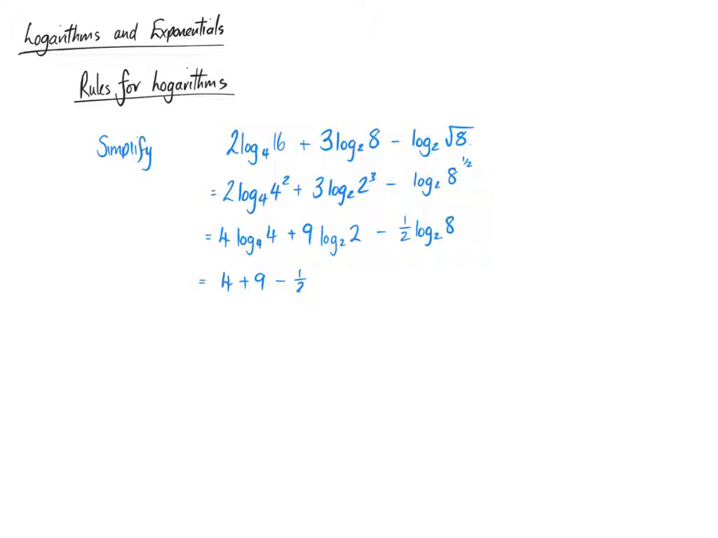So again, we can use our fact that 8 is 2 cubed, which gives us log to the base 2 of 2 cubed. Then we can take that 3 out at the front again. The 4 and the 9 we can add together, which gives us 13. Take away 3 times a half, which is 3 over 2, log to the base 2 of 2. We know log to the base 2 of 2 is just 1 though. So then we get 13 take away 1.5, so that's 11.5 as our answer.